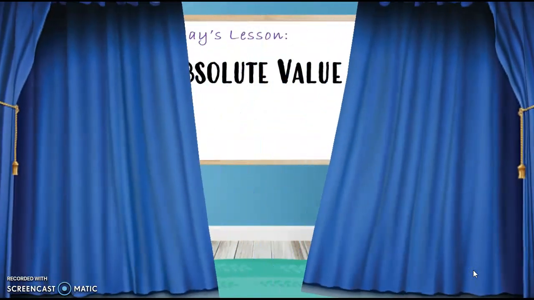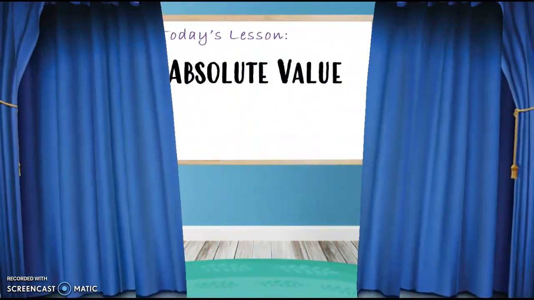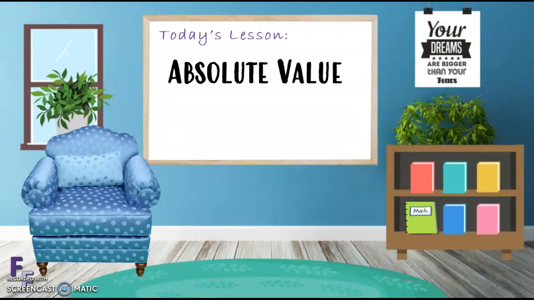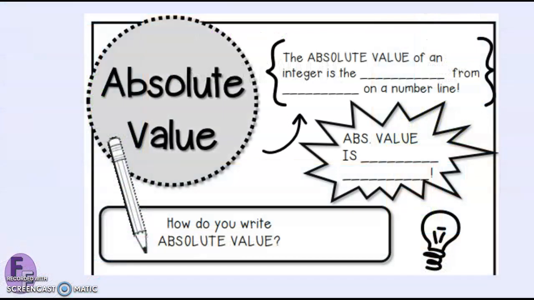Today's lesson is absolute value. The absolute value of an integer is the distance from 0 on a number line. Absolute value is always a positive number. No matter what the integer is to begin with, it always ends up as a positive answer.